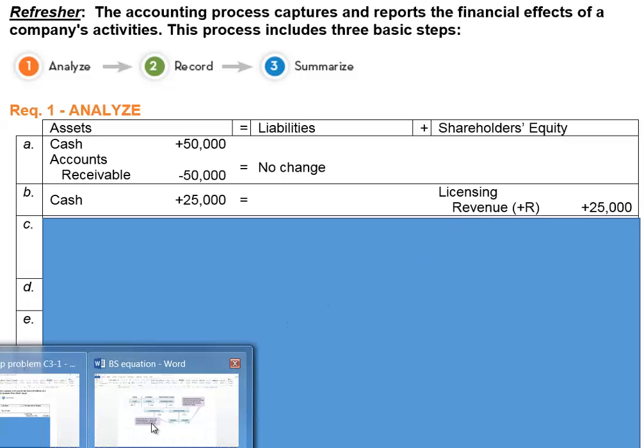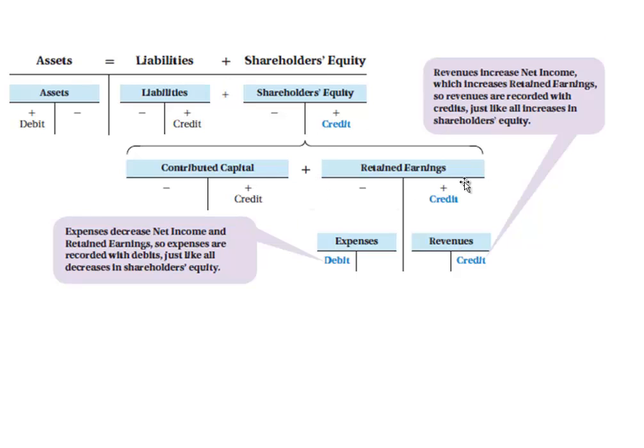If you're having some challenges remembering, you might want to print the balance sheet equation information here. You might find that helpful. All right, so that you can see that when revenues go up, retained earnings goes up. When retained earnings goes up, shareholders' equity goes up. So your right sides here are all going up, and then your shareholders' equity again would go down when retained earnings goes down, and retained earnings goes down when we debit expenses. All right, so that you might want to keep that handy.